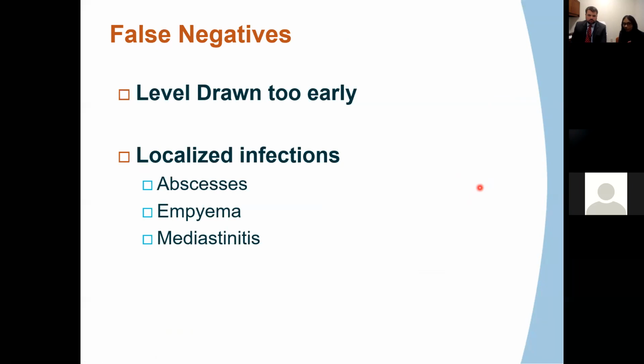It's a false negative. And again, if you draw it too early and you don't trend it, you might think it's not high, but it's going to become high, just like that abdominal sepsis patient we showed earlier. So drawing it too early and localized infections, you might get false negative results. And really, you should always go with your clinical suspicion. So if you think this patient has an infection, then you should not withhold antibiotics because the procalcitonin is low.